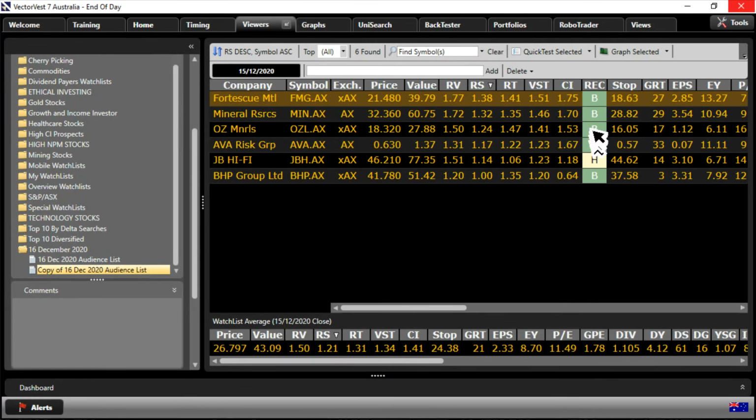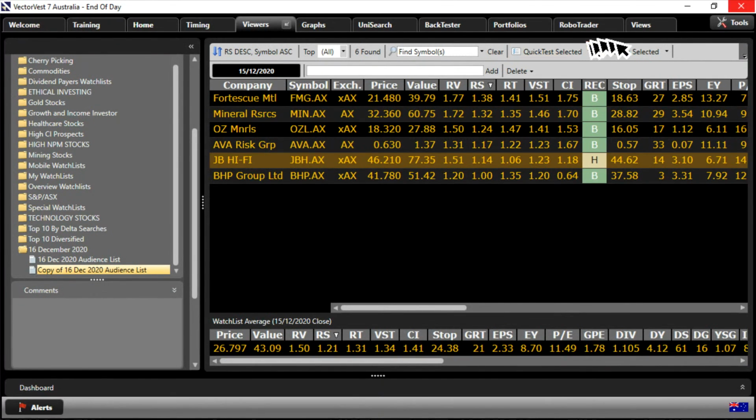So you'll see over here, none of these are sell rated, either buy or hold. To get a buy rating, your VST must be above 1, your RT must be above 1, and price must be diverging away from that stop price. So you see here, we have either buy or hold rated.